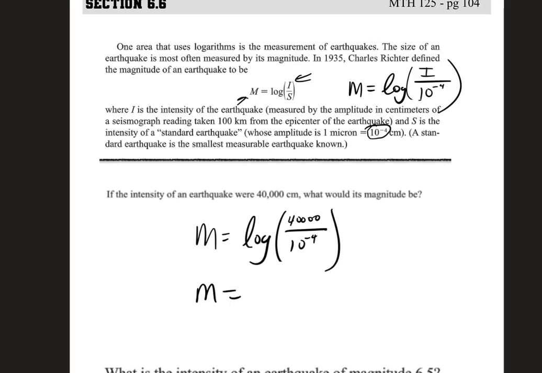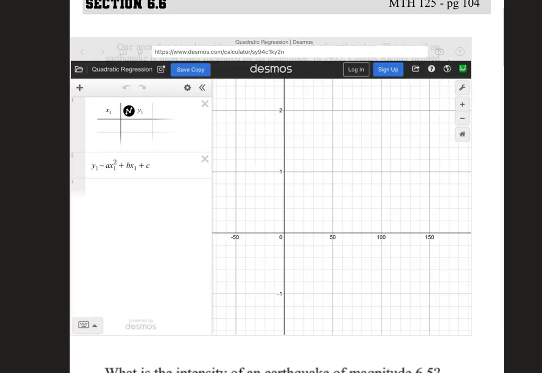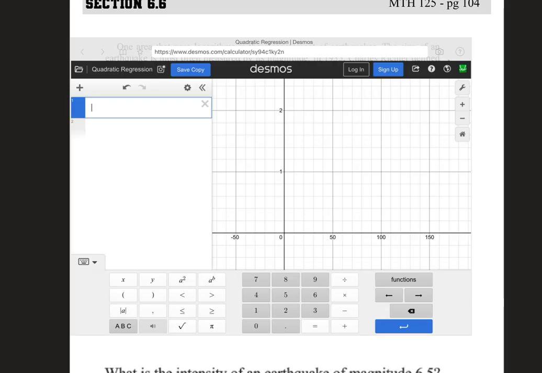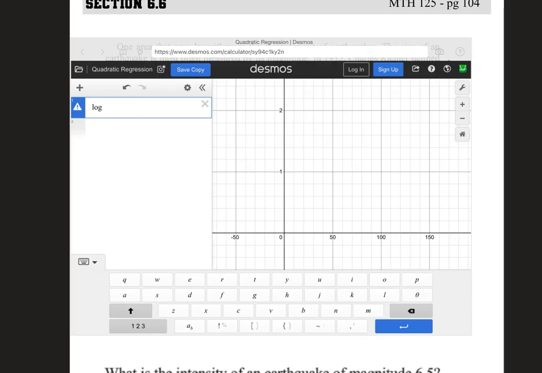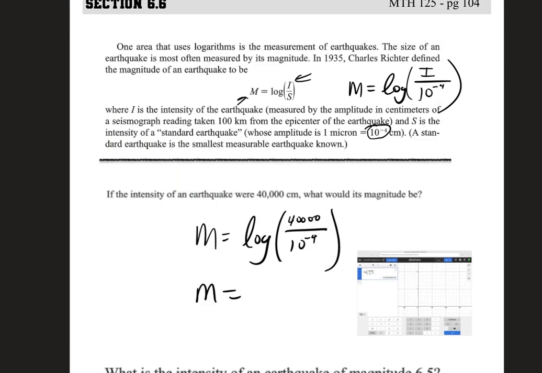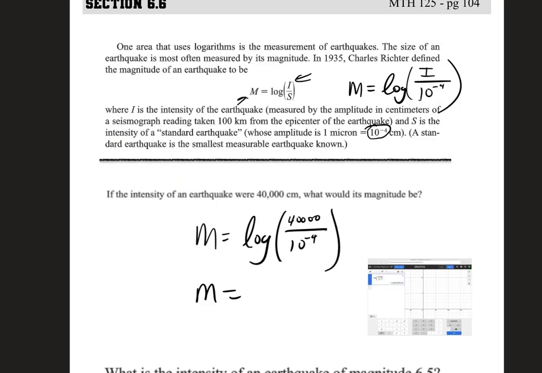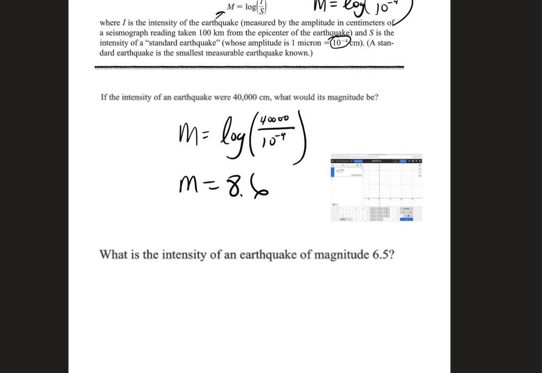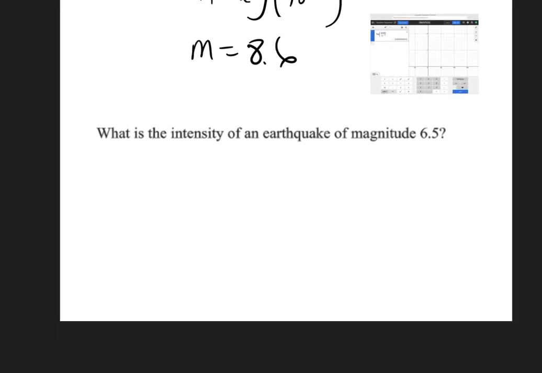So I'm going to bring a browser up and let's look at log. I'm going to spell it out because it's much easier. Log, open parenthesis, 40,000 divided by 10 to the power of negative 4. 8.6 is the magnitude. So I'm going to go ahead and write 8.6. And that sounds about right. It sounds like a terrible, terrible size. It's terrible.